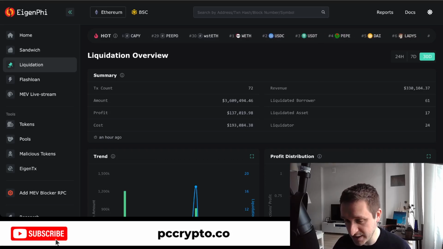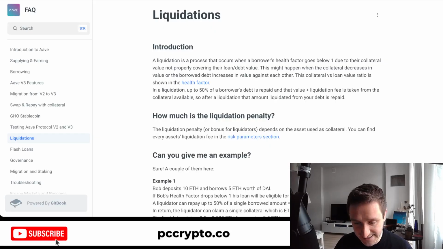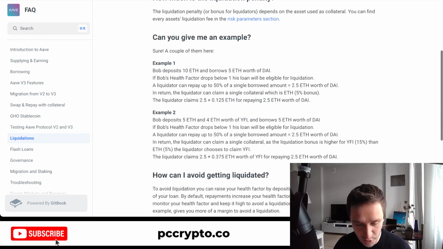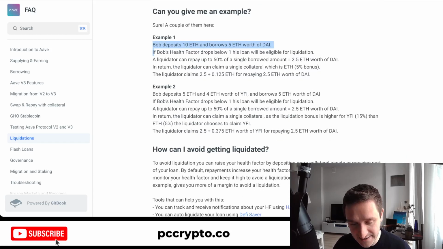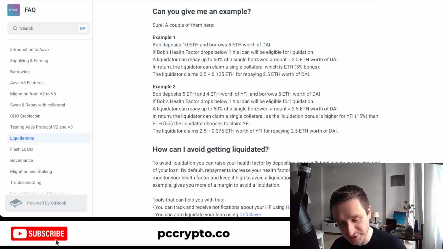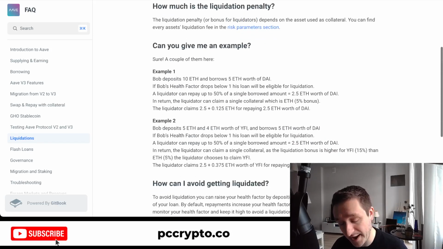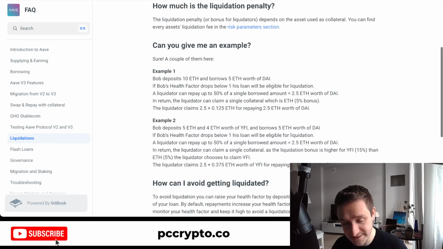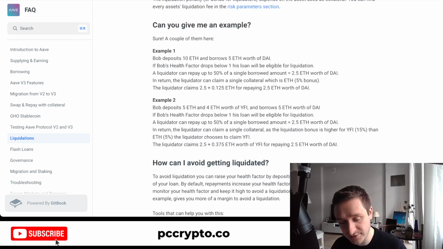So let's see how it looks from Aave's perspective. This is the FAQ on liquidations from Aave with a simple example that Bob deposits 10 ETH and borrows 5 ETH worth of DAI. And then if Bob's health factor, that's the threshold I was talking about, drops below one, his loan will be eligible for liquidation. So then someone can come and liquidate Bob, basically allowing the liquidator to repay up to 50% of a single borrowed amount. So in this case, 2.5 ETH, because he got 5 ETH in total of DAI.